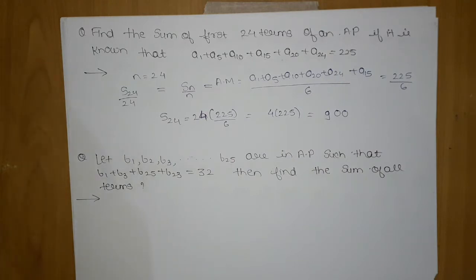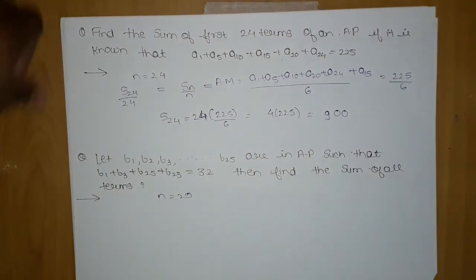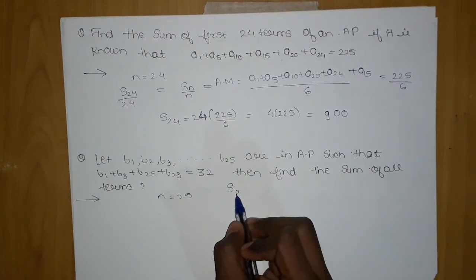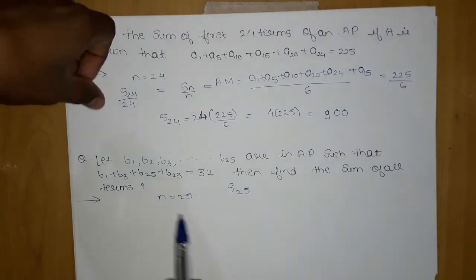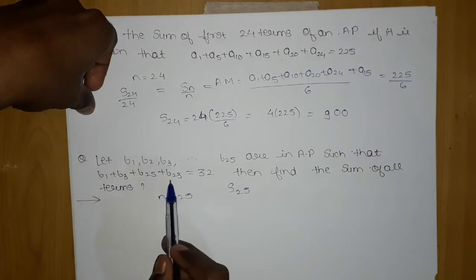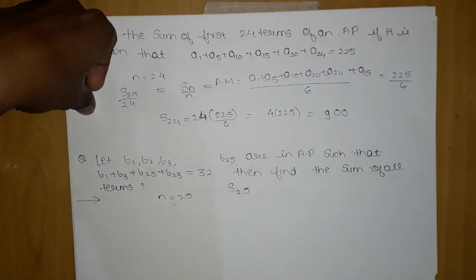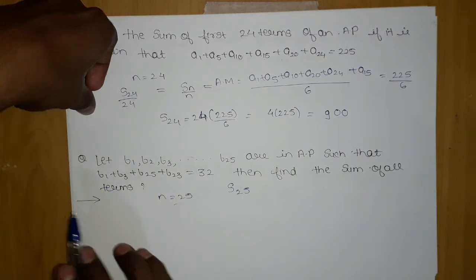Now the second question: let b1, b2, b3 till b25 be in AP. So we got n as 25, such that b1 plus b3 plus b25 plus b23 is equal to 32, then find the sum of all terms. We want to find S25 again. Now you know the subscript addition should give me 26. b1 plus b25 is 26, b3 plus b23 is giving 26. I don't need all the terms, I just need the terms whose positions from the start and back are the same. And how can I locate them? They are the right terms by n plus 1 subscript, so I am locating them by n plus 1 subscript.